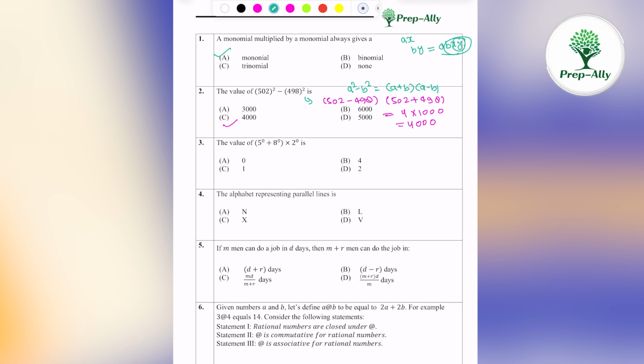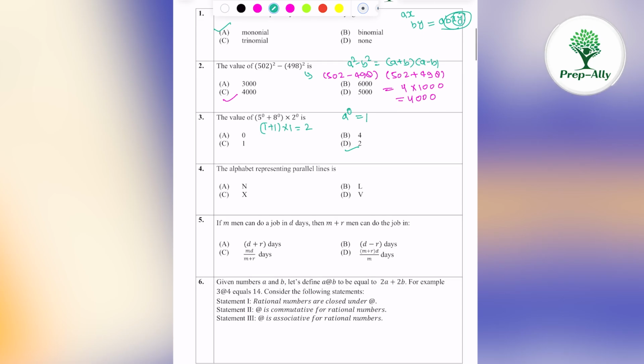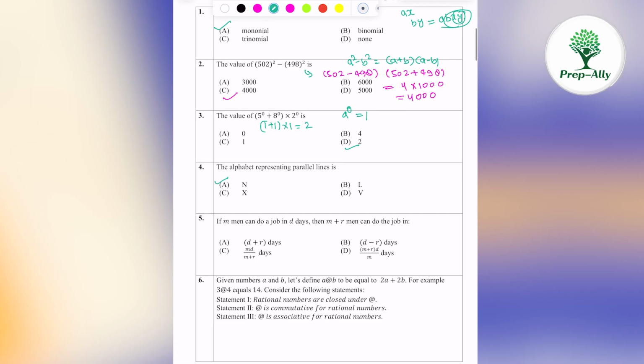Now third question, 5 raised to the power 0 plus 8 raised to the power 0. Any number raised to the power 0 is equal to 1. So we can write 1 plus 1, which is equal to 2. So option D is the correct one. Now, the alphabet which represents parallel lines: N is the alphabet we use to represent the parallel lines.